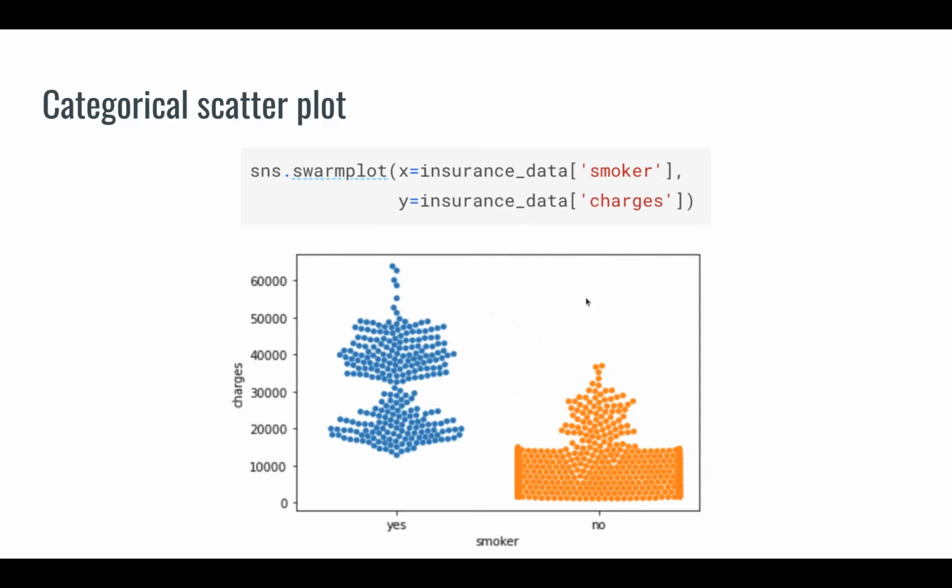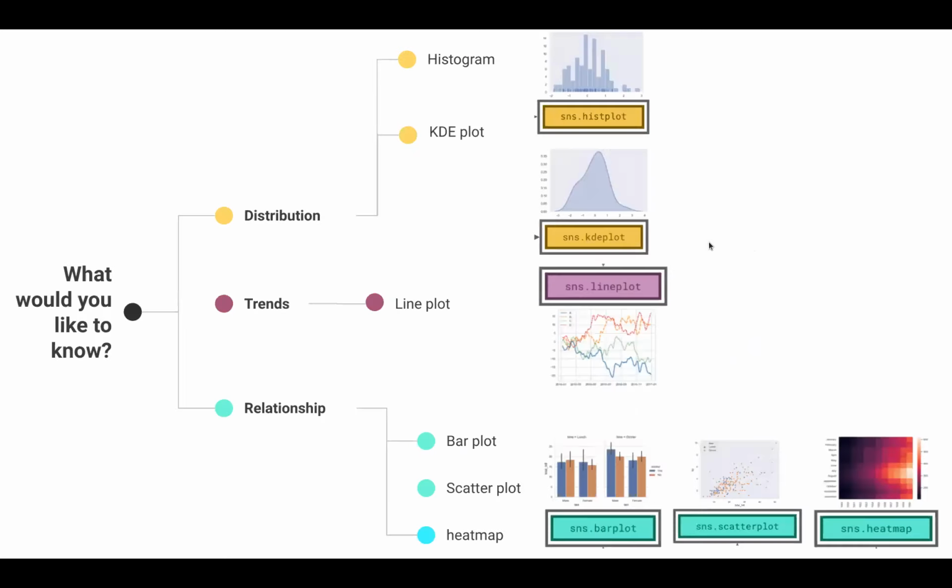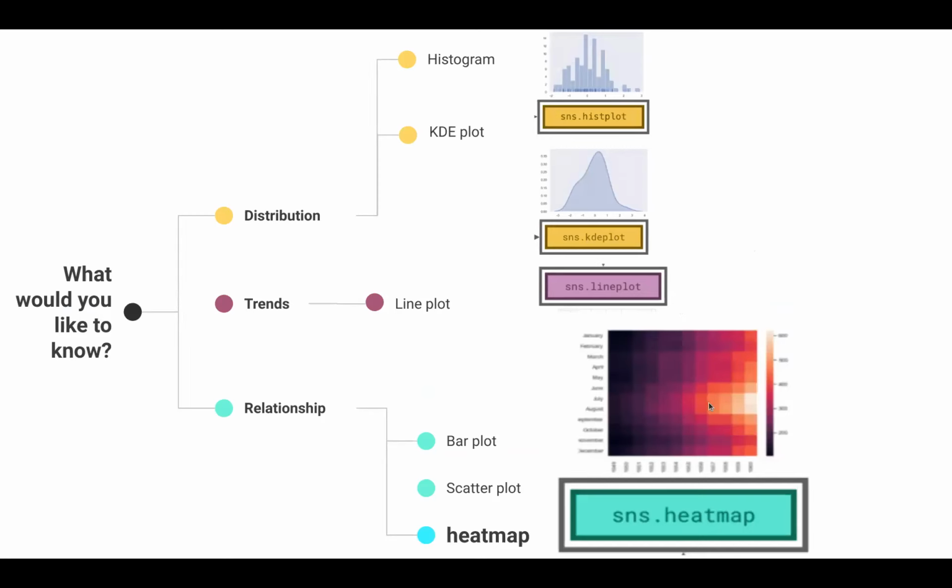So what can you observe from this plot? Among other things, this plot shows us that on average, non-smokers are charged less than smokers, and the customers who pay the most are smokers, whereas the customers who pay the least are non-smokers. Okay, so we looked at line plot and bar plot and scatter plot. Now let's move on to heat map.